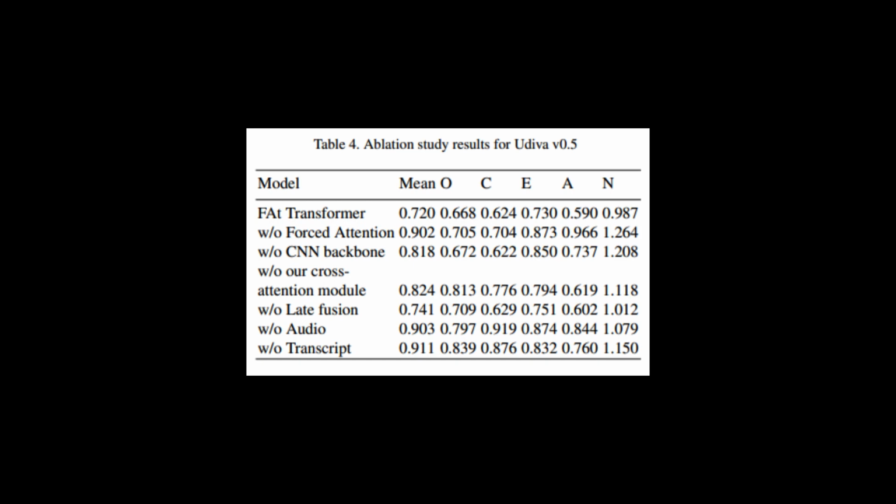For our ablation studies, we have ablations for our 3 contributions. The first one being without forced attention, which is without the segmentation maps, without the CNN backbone, which is without the patch partitions, and without our cross-attention module. We also have late fusion for all the modalities, so we do an ablation study without it and also without audio and transcript. We hope that this work encourages other people to work in this area.